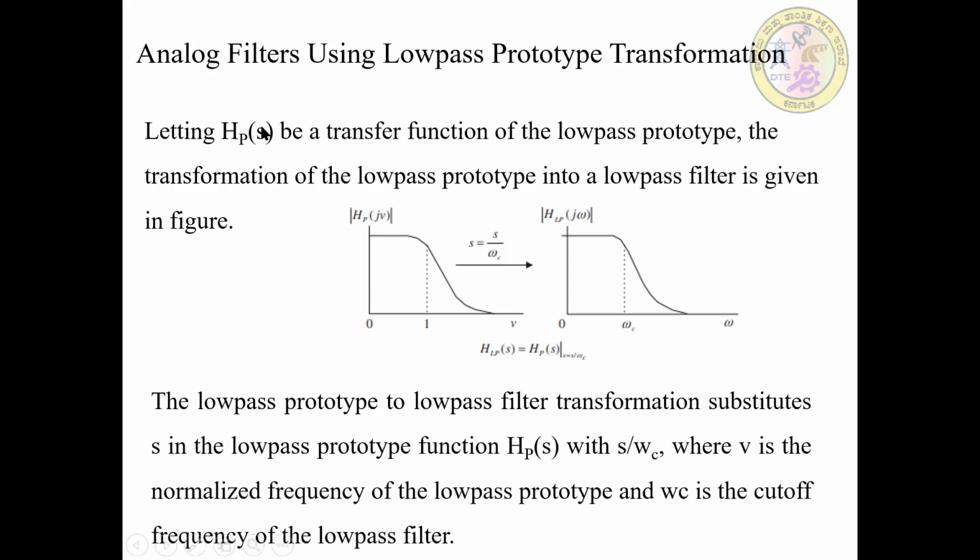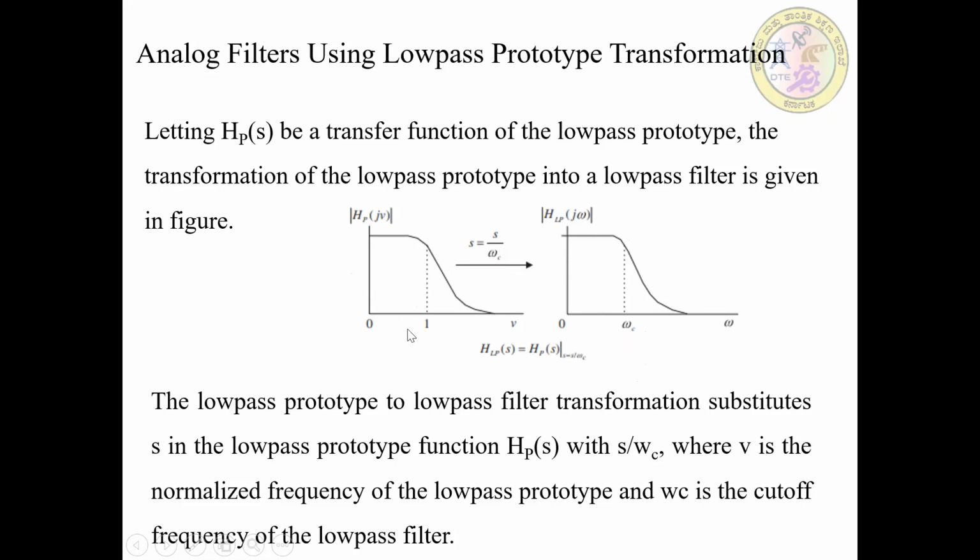Letting HP of S be the transfer function of the low-pass prototype, the transformation of the low-pass prototype into a low-pass filter is represented like this. This is our prototype, and you can observe that the cutoff frequency we have considered is 1 radian per second, and this is our practical or desired low-pass filter. As you can see here, this HLP of S is the analog low-pass filter with a cutoff frequency of omega c radians per second.